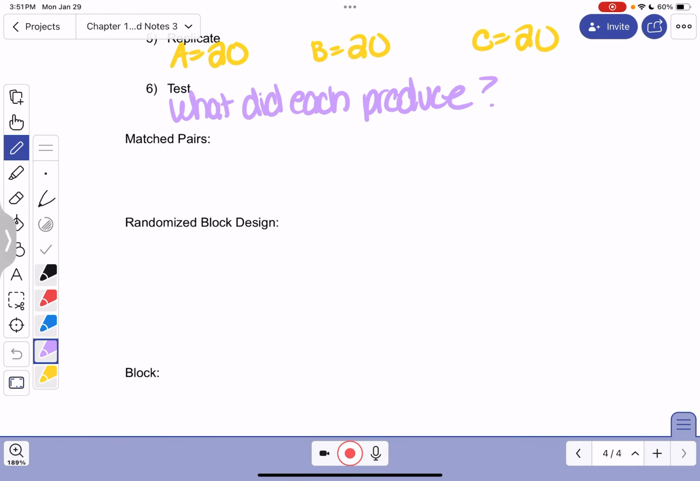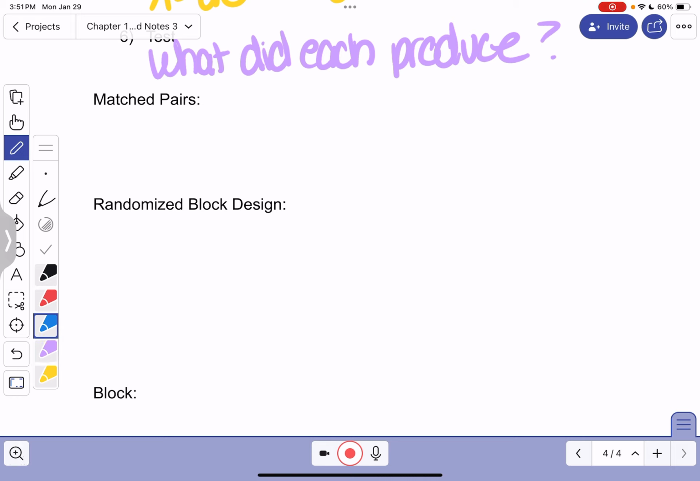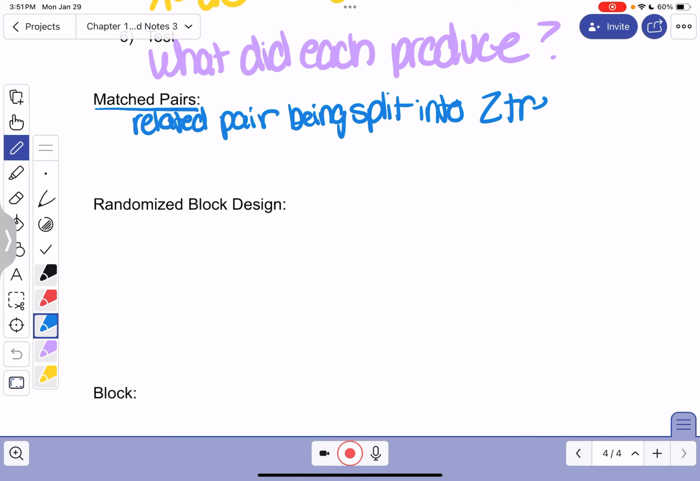All right, some different ways to create your experiments are a matched pair. So this is some kind of related pair being split into 2 treatments. So when you're doing a matched pair, there's only 2 levels. So the only option. And then you split the pair and randomly assign 1 in each group.